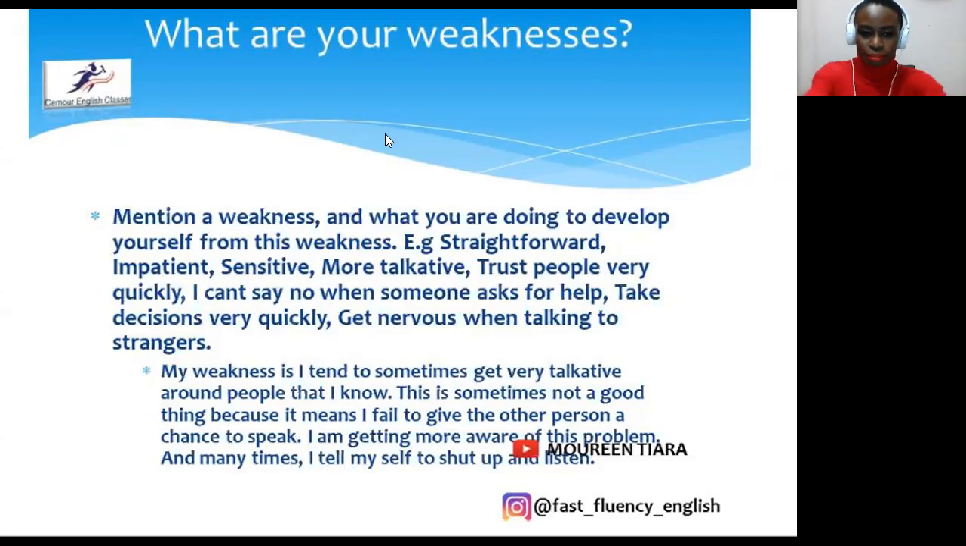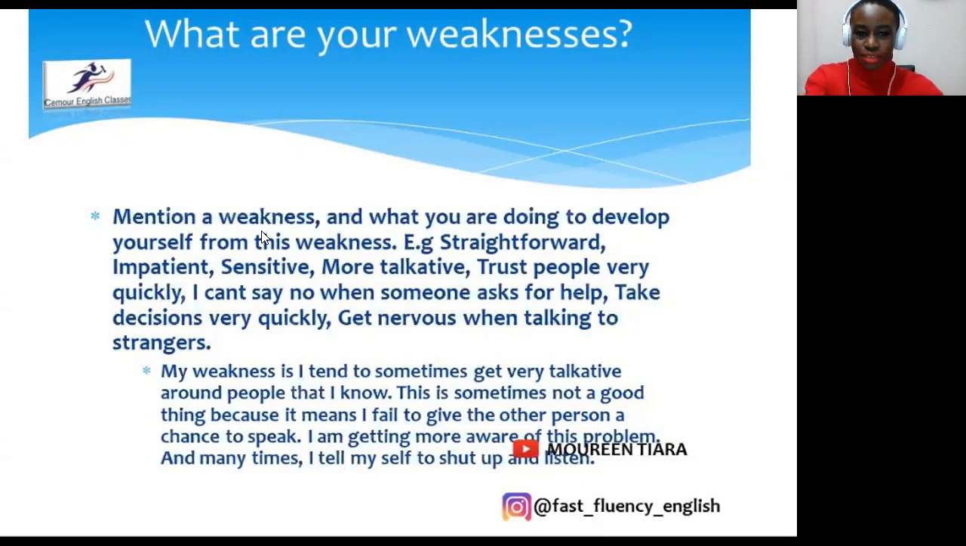So first of all, I came across this and I made this slide. There are two ways you can answer this question. One of them, you can mention a weakness, but after mentioning the weakness, you're supposed to talk about how you're trying to solve this weakness, because the person interviewing you wants to know we're not going to get problems if we give you a job. We are not going to have trouble working with you.